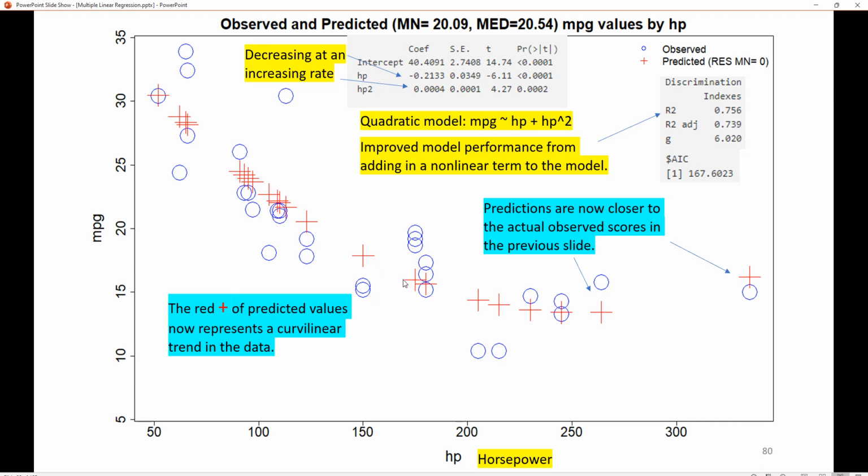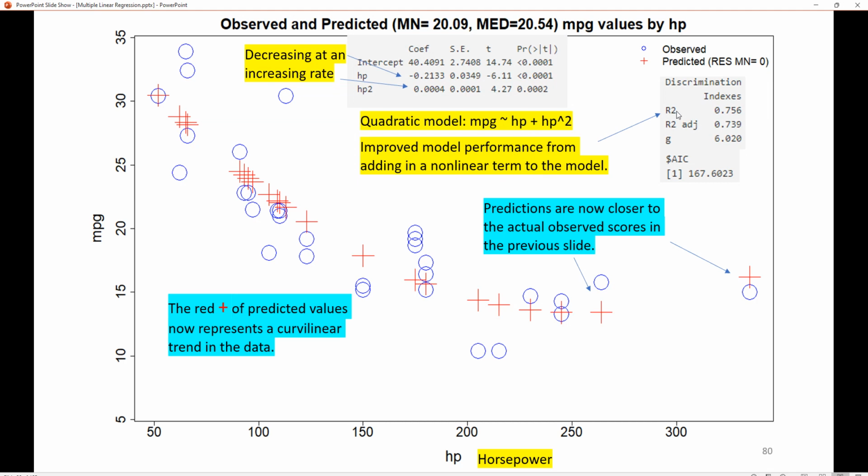We don't see that as steep of a trend. And in fact, by the time we get to that last value of 300, we're seeing it come back up. So when we say it's decreasing at an increasing rate, this is what we're looking at. We're seeing it drop initially, then come back up. And in our quadratic model, and that's what it's called when you have that squared value, we have improved model performance from adding in a nonlinear term to the model.